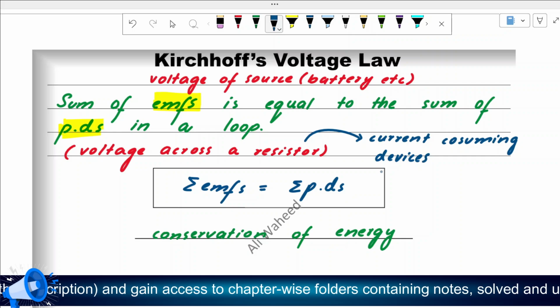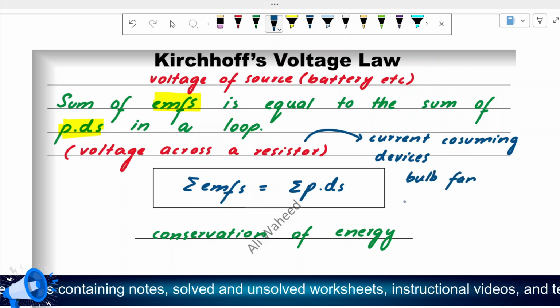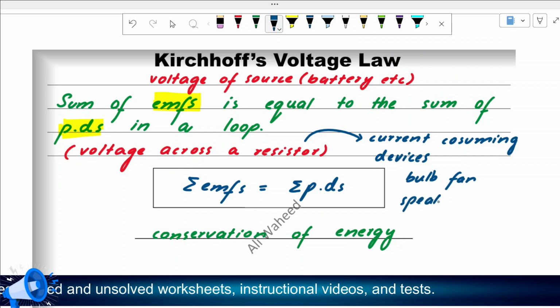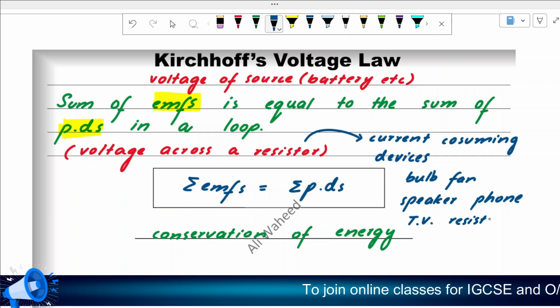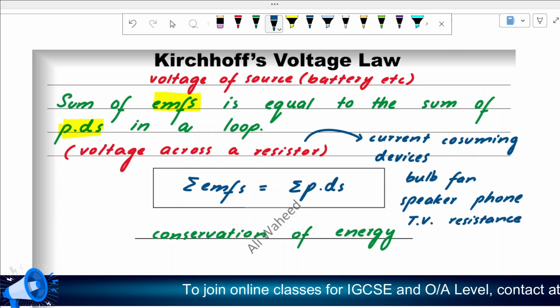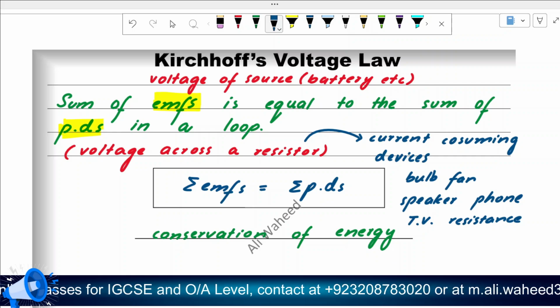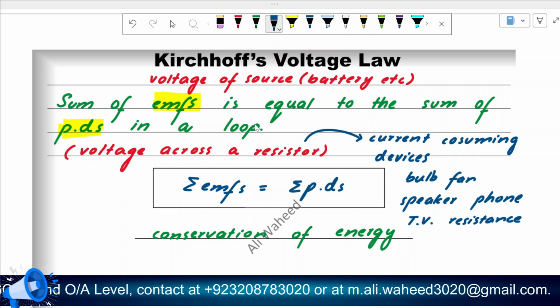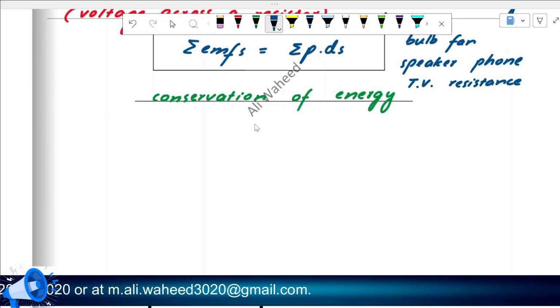For example, light bulb, could be a fan, could be a speaker, could be a smartphone, could be a TV, could be an actual resistor also, which are made up of carbon. We use it in the physics practical. So this is what you need to memorize about the Kirchhoff voltage law.